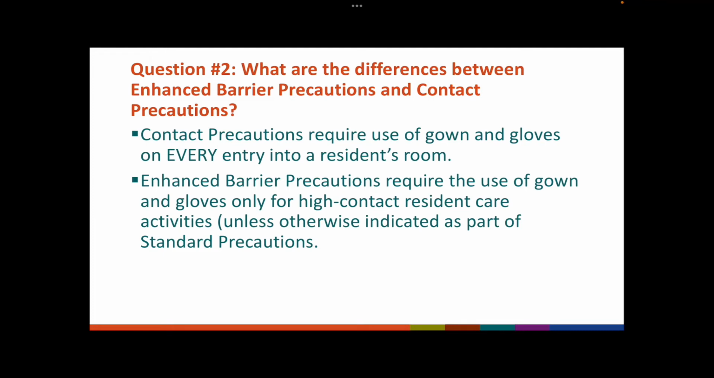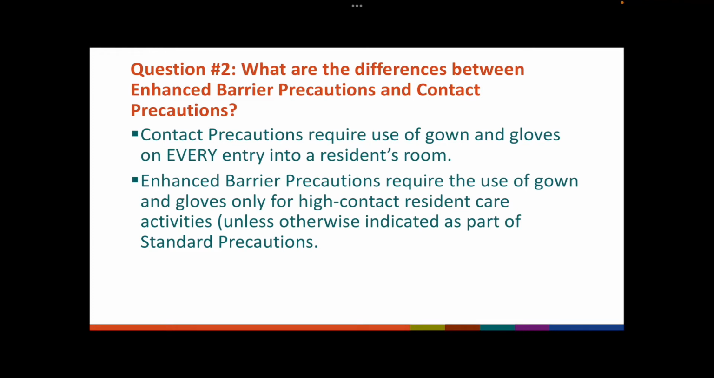On the other hand, enhanced barrier precautions require the use of gown and gloves only for high-risk, high-contact resident care activities, unless otherwise indicated as part of standard precautions. Residents are not restricted to their rooms and do not require placement in a private room. Enhanced barrier precautions also allow residents to participate in group activities.